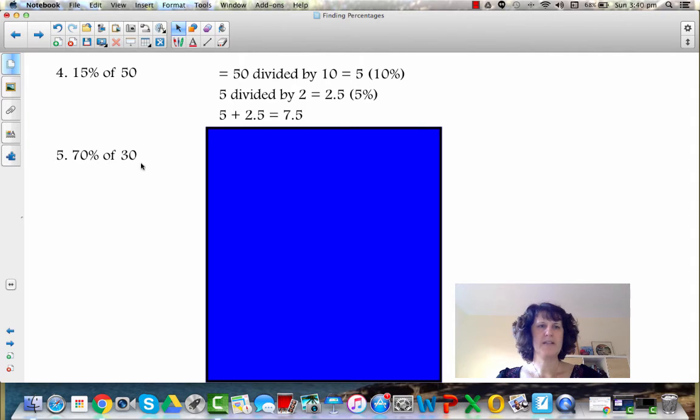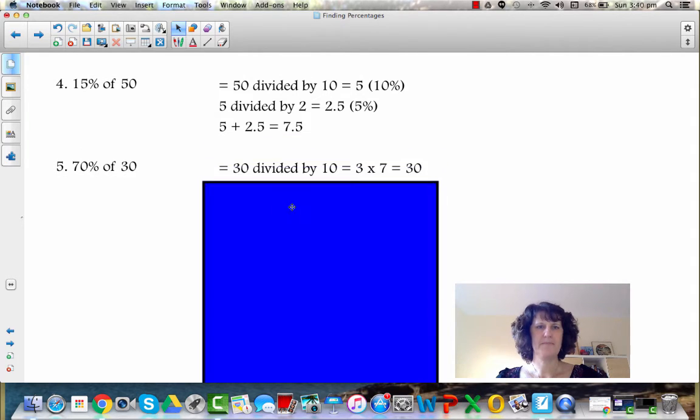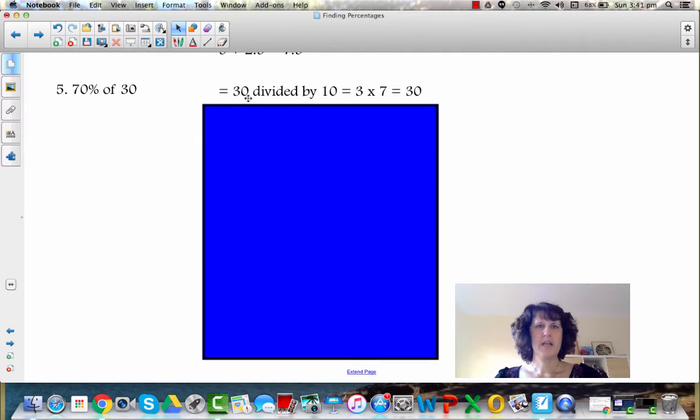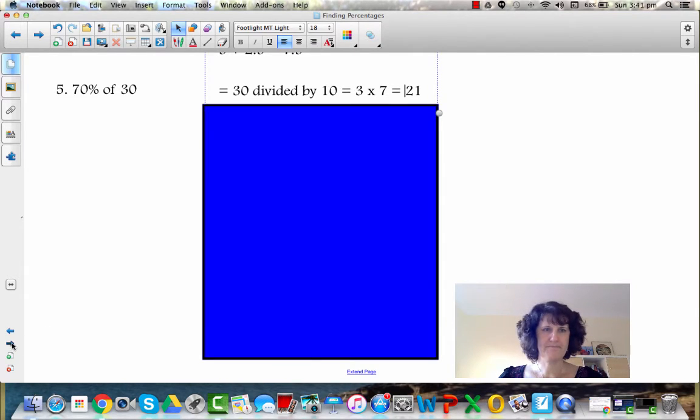And last one, 70% of 30. 30 divided by 10 first of all, which is 3, and then you multiply by 7 to get 70%, and this should say 21, not 321. So 70% of 30 is 21. How did you go? I made a mistake, but I realised I'd made a mistake and fixed it. Hopefully you got them all right the first time.